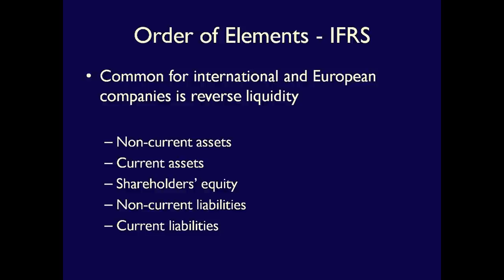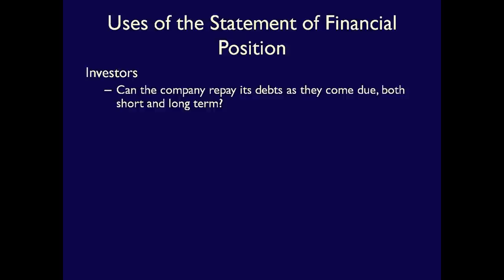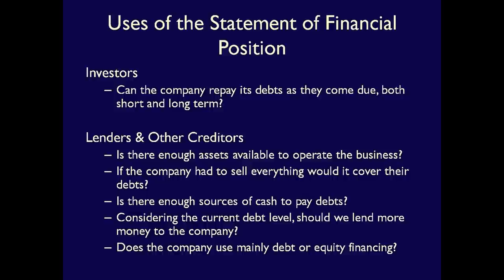So, what questions does the statement of financial position answer? For investors, it shows if the company can repay its current and non-current debt as they come due. For creditors, it indicates if there's enough assets to operate. If they can't operate, is there enough assets to cover outstanding debts when they're sold? Does the company have enough cash to pay its debts as they come due? Considering current debt levels, should we lend them more money? For both investors and lenders, it answers the question, what does the company use, debt or equity financing?